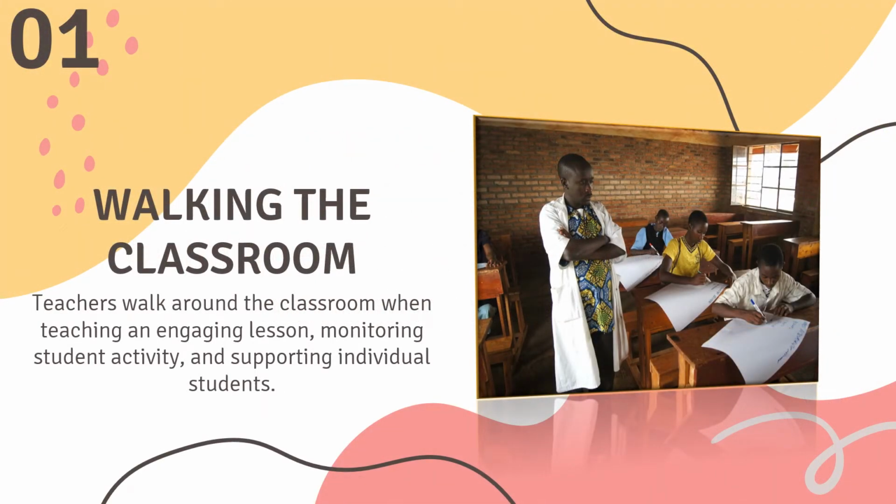Number 1, walking the classroom. Teachers walk around the classroom when teaching an engaging lesson, monitoring student activity, and supporting individual students. Walking the classroom is a great way to monitor and manage your students. It enables the teacher to engage with students and build relationships, which is another component of classroom management. Walking the room keeps students guessing where you will be next.